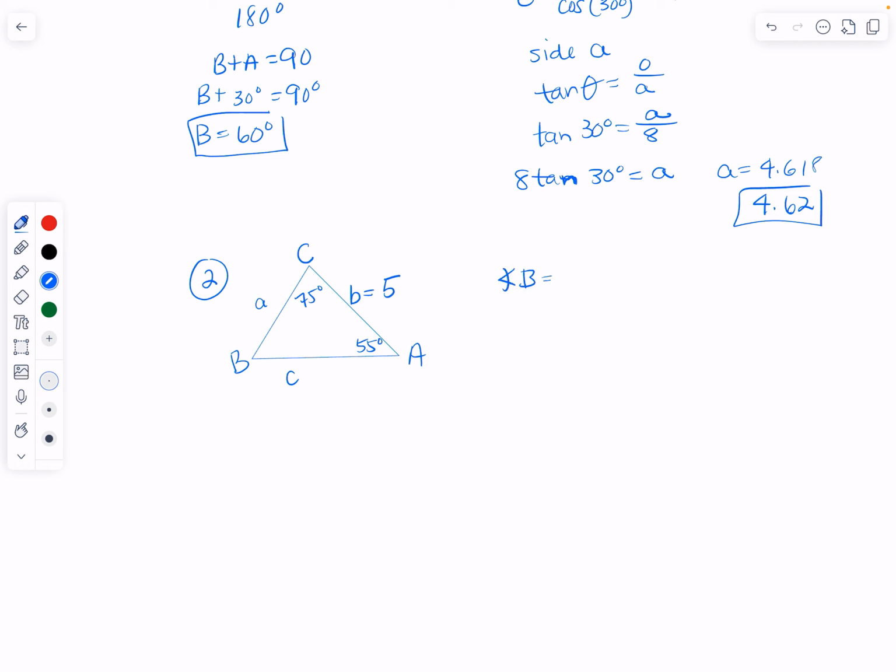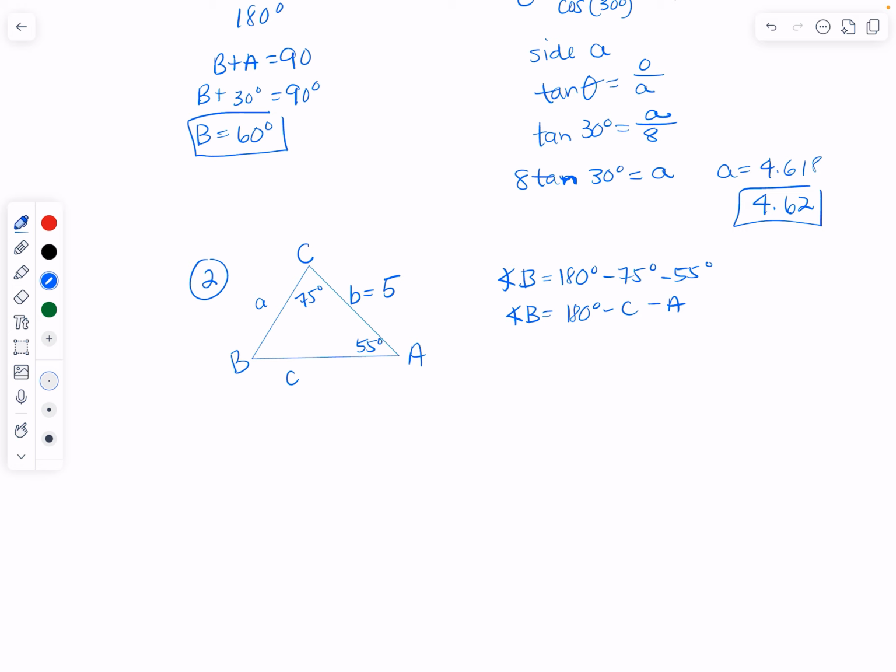I know that the sum of the interior angles of any triangle is 180, so I do 180 minus 75 minus 55. That should give me angle B. So this is basically angle B equals 180 minus angle C minus angle A. Okay, so let's go ahead and figure out what that is.